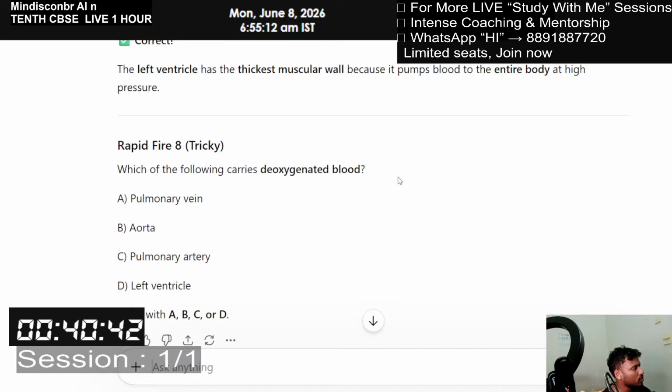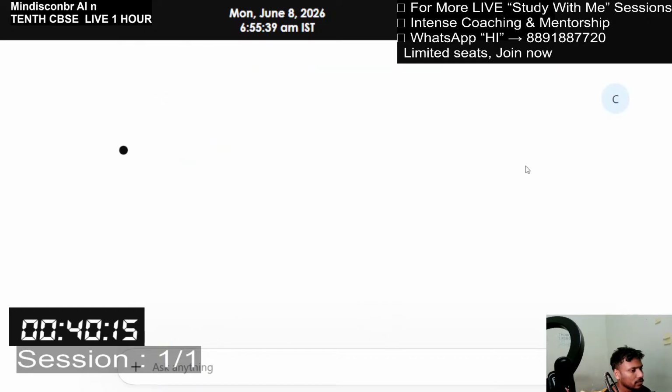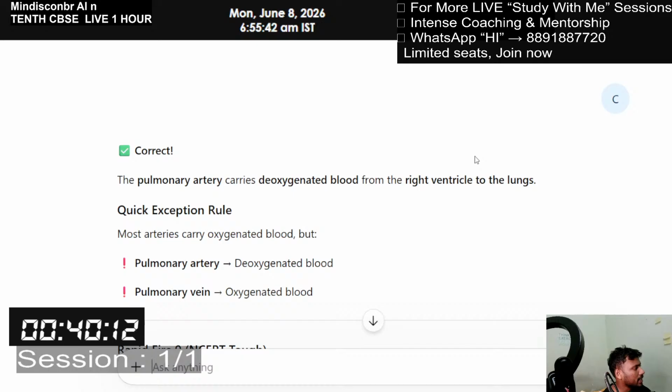Which of the following carries deoxygenated blood? Pulmonary vein, no. Aorta, no. Pulmonary artery, yes. From the right ventricle to the pulmonary artery to the lungs. The pulmonary artery carries deoxygenated blood from the right ventricle to the lungs. Most arteries carry oxygenated blood, but the pulmonary artery carries deoxygenated blood. Pulmonary veins carry oxygenated blood.